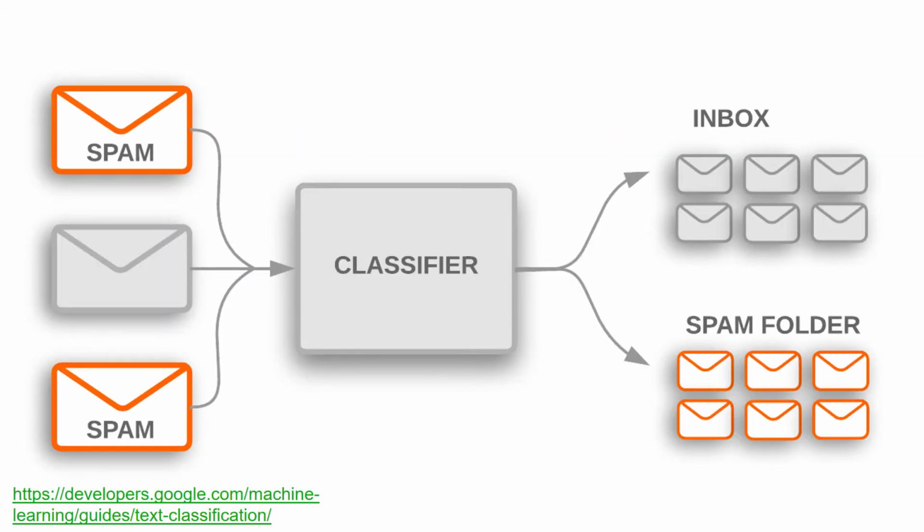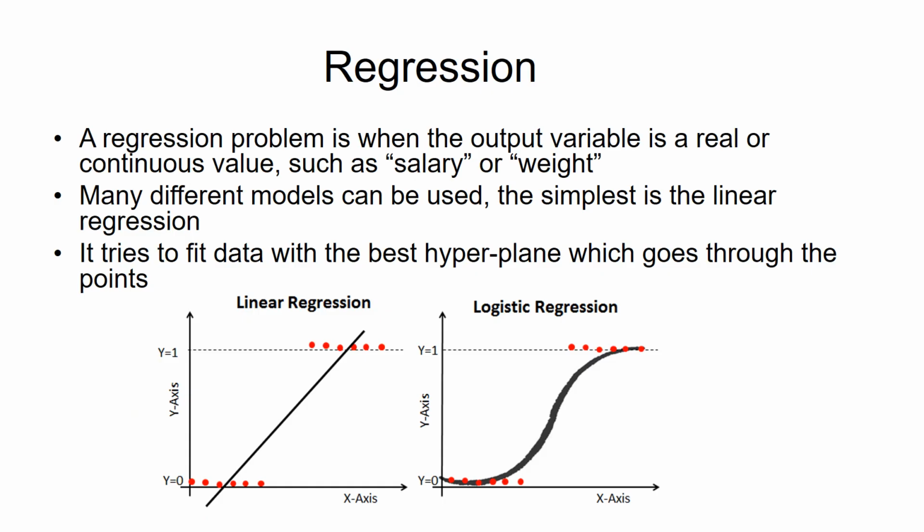Say classifying your email as a regular email or spam email and then putting it into different folders is a typical example of a classification algorithm. Whereas regression is a problem when the output variable is a real or continuous value. We have seen this example of height given weight. That is a good example of a regression model.